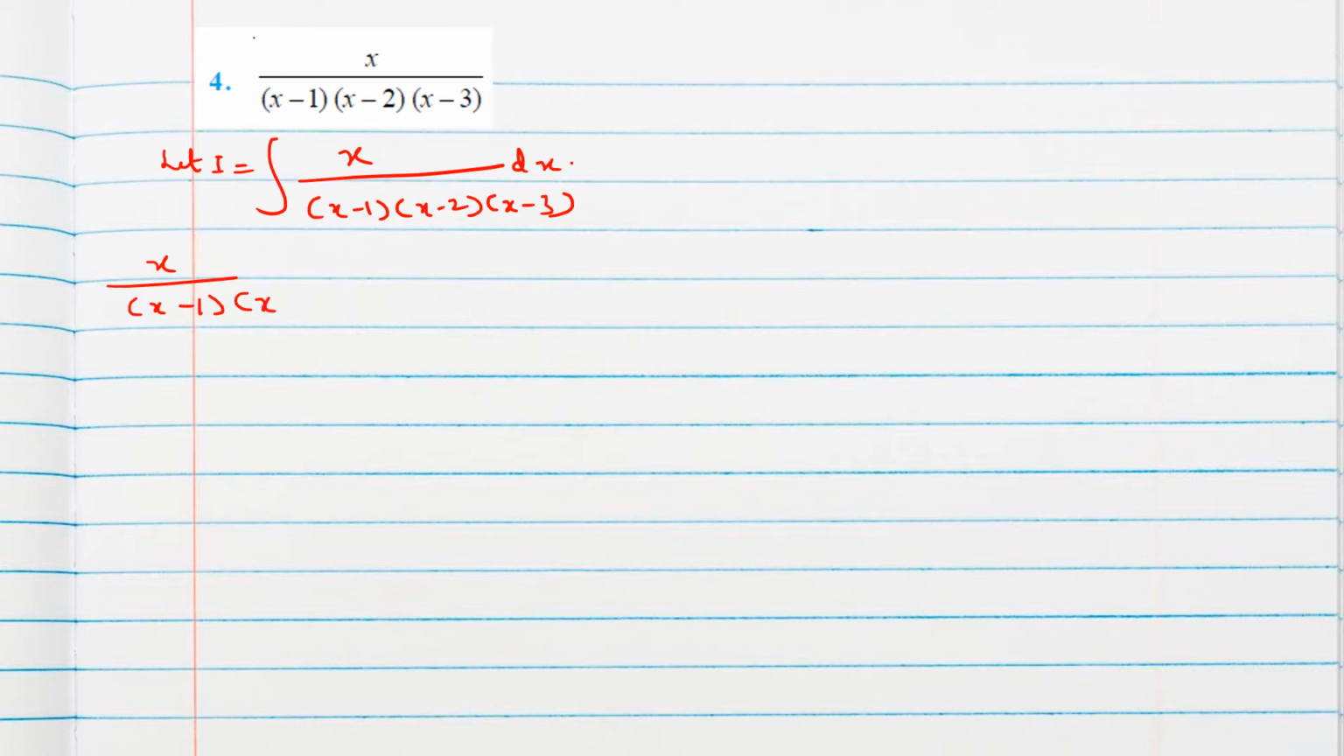Question number 4 is of the type (px plus q) by 3 linear factors. So first we'll suppose the integral be I, x by (x minus 1)(x minus 2)(x minus 3) dx. So this fraction we can write in partial form as A by first bracket, B by second bracket and C by third bracket. So take LCM then.